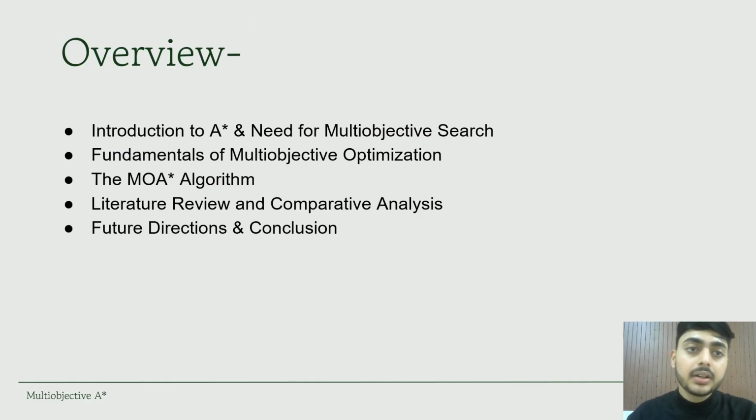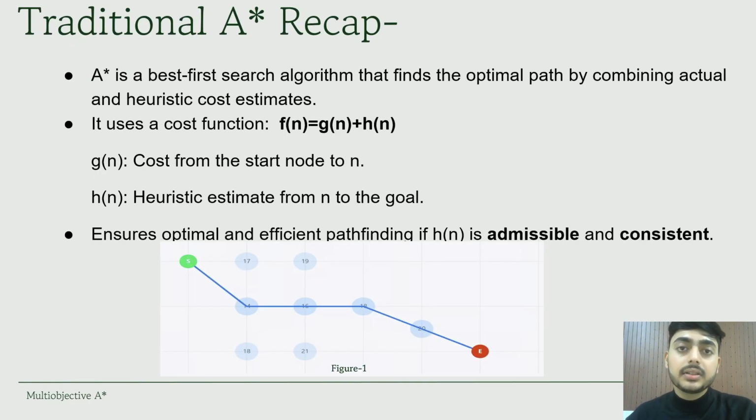So let's start. The brief overview that we'll go through in this project is the introduction to A star, its need for multi-objective search, which is our key area of research focus, the fundamentals of multi-objective optimization, the MOA star algorithm that is at the core of it, the literature review and comparative analysis that we have done with approximately 15 research papers in the same field, and the future directions and conclusion that we will derive from this project.